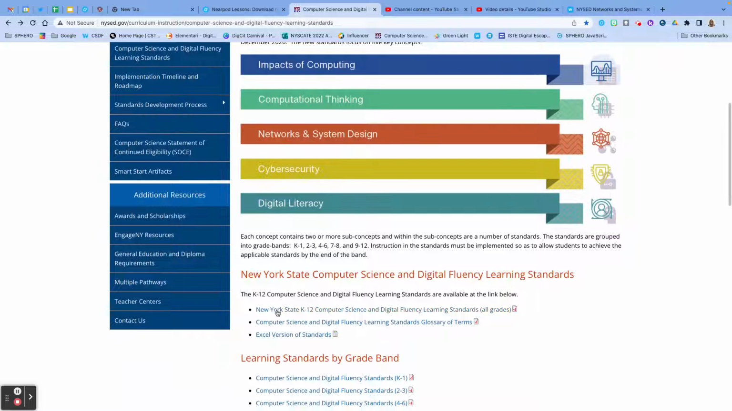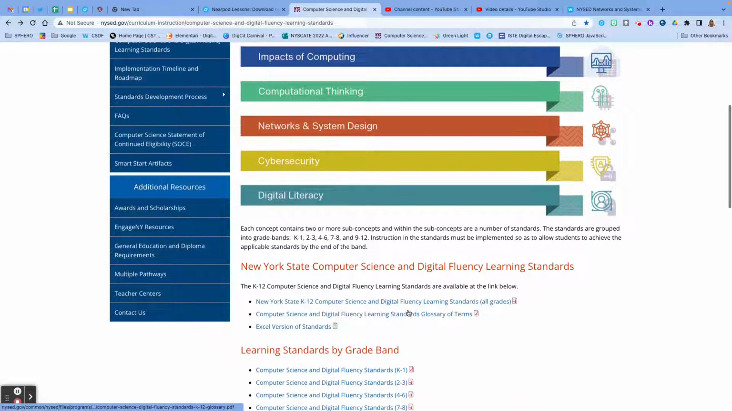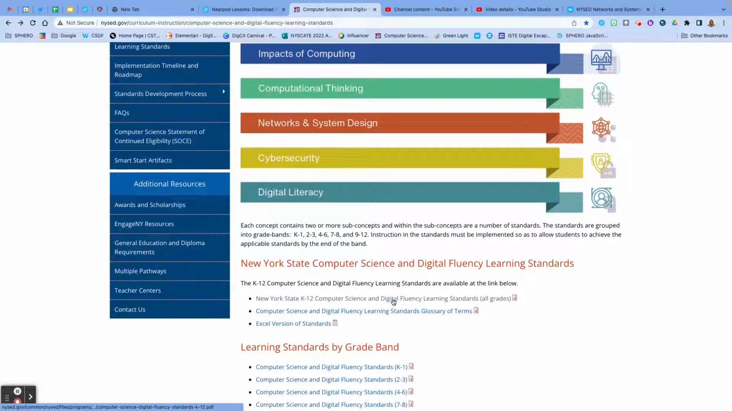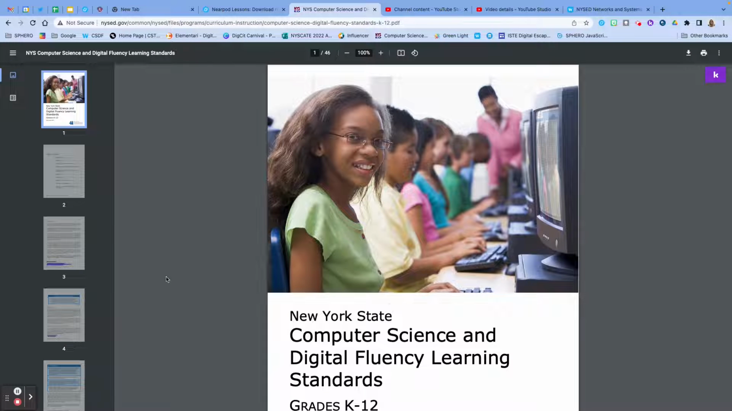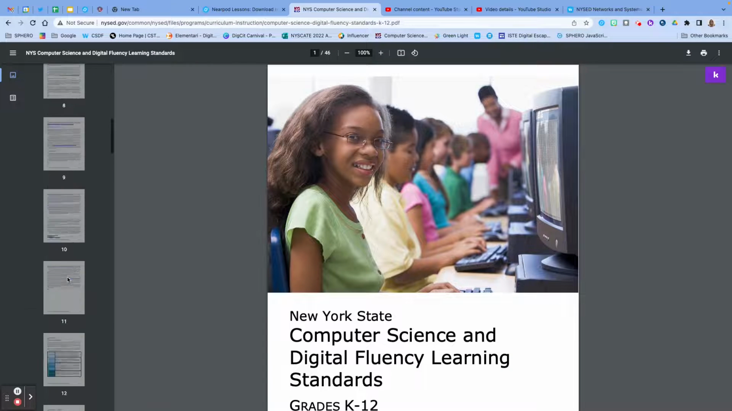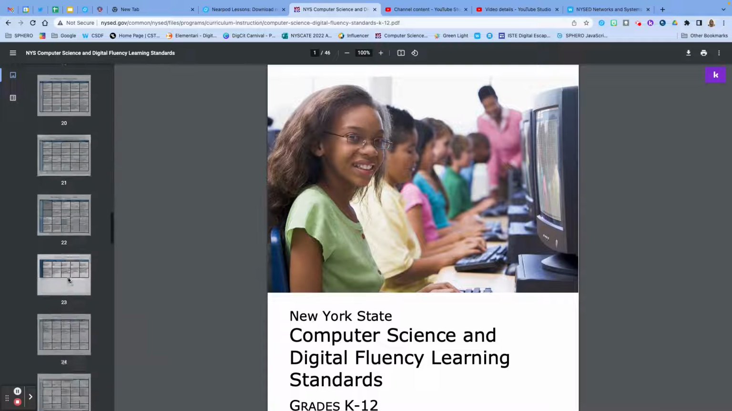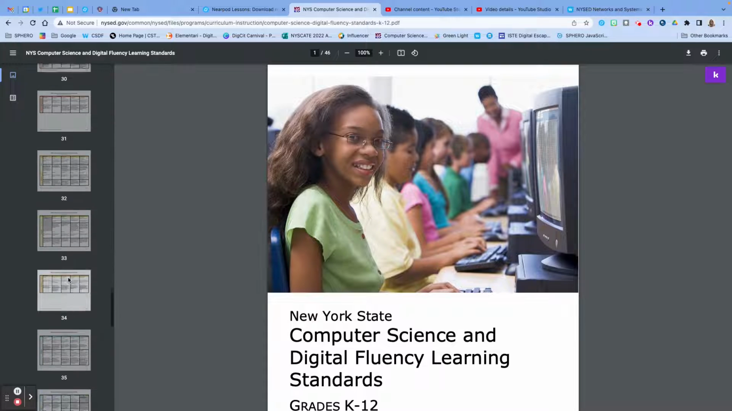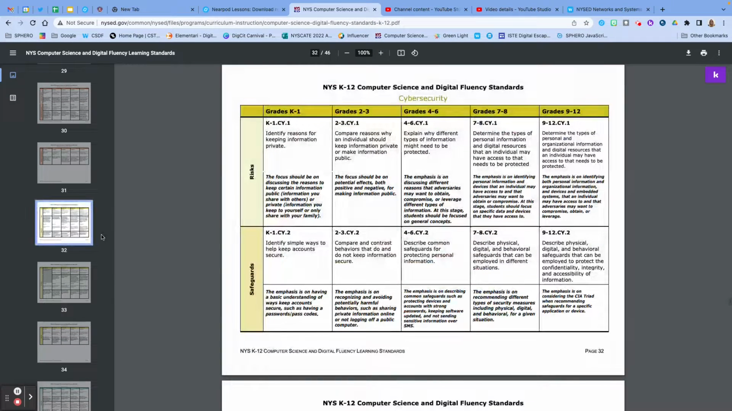So we're going to come down to the very first bullet that is highlighted in blue, so we know it's a link, and we're going to go out to the PDF so we can look at the cybersecurity standards. I'm going to scroll on the left-hand side until I get to those standards, which actually start on page 32. If you want to follow along, you can grab your PDF and turn to page 32. We're only going to be looking at pages 32 through 34, which is where the cybersecurity standards live.